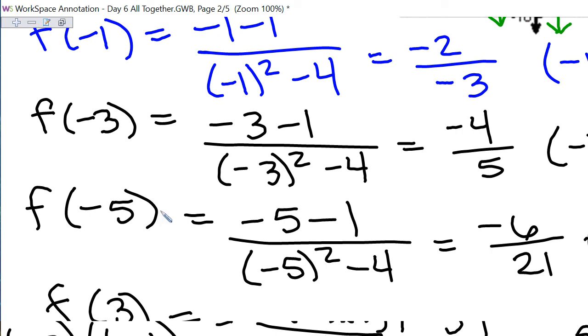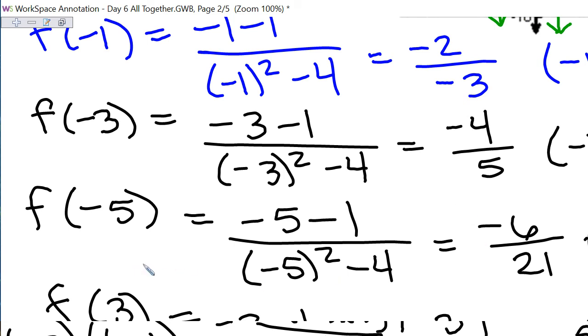So for 3, this would be 3 minus 1, and we'll have 3 squared minus 4 in the denominator. What's 3 minus 1? 2. 9 minus 4? 5. So that ordered pair would be (3, 2/5).